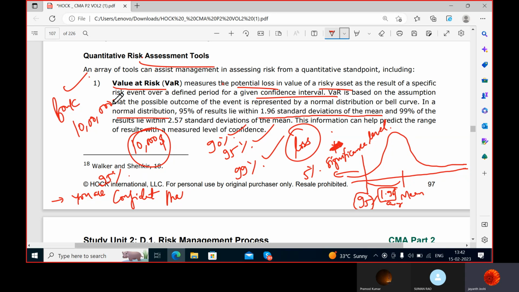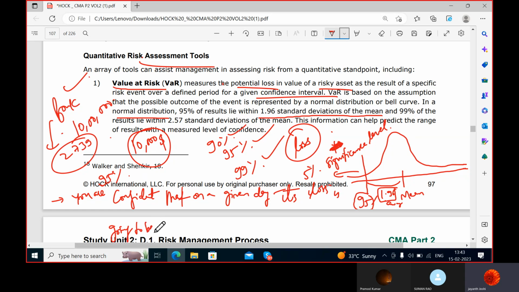So I'm dividing this 10 lakhs by 365. So the per day loss will be 2,739 rupees. So if I have to interpret, the bank clearly knows that the bank is 95% confident that on a given day its loss is going to be 2,739 rupees, correct?